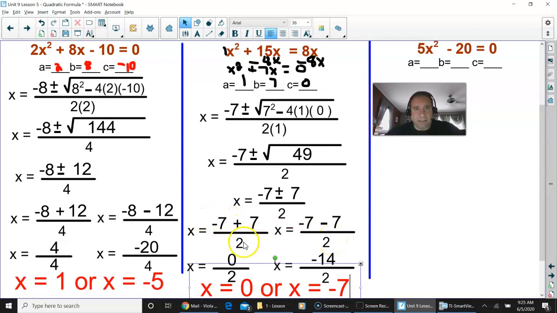-7 plus 7 is 0. 0 over 2 is 0. And then -7 minus 7 is -14. -14 divided by 2 is -7. And that is it. Okay, see if you could do that third problem.